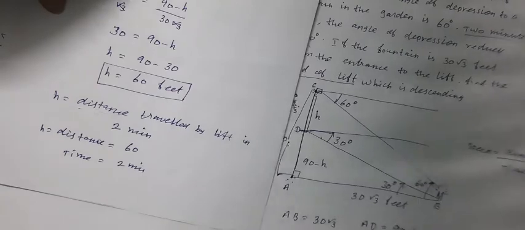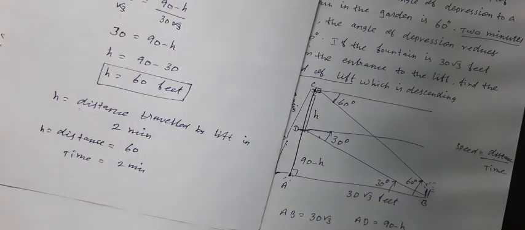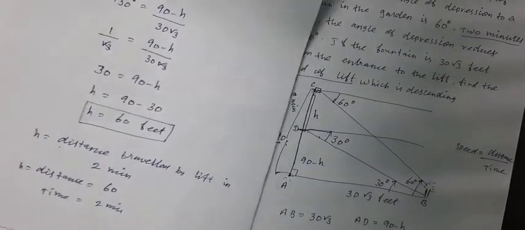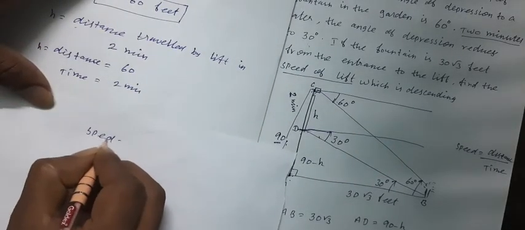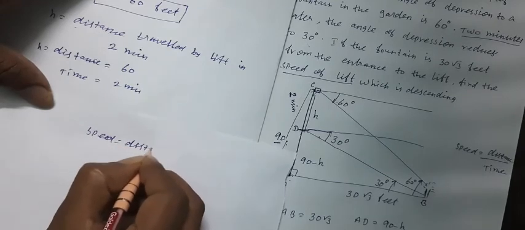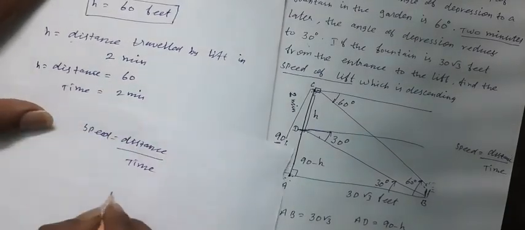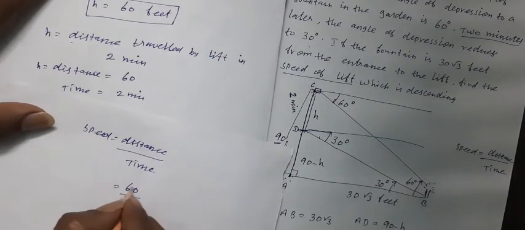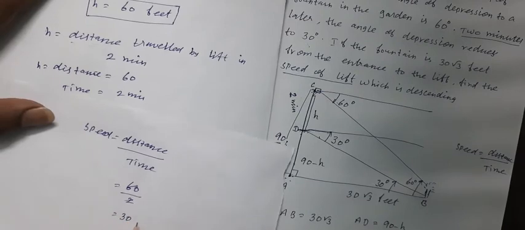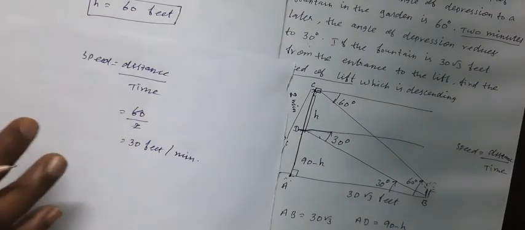Now here you want to find which one? Speed of the lift you want to find. So speed formula you know, right? I explained. Speed is equal to distance by time. Here distance is 60 and the time is equal to 2, right? So we can cancel, we can get 30 feet per minute. Okay, clear?